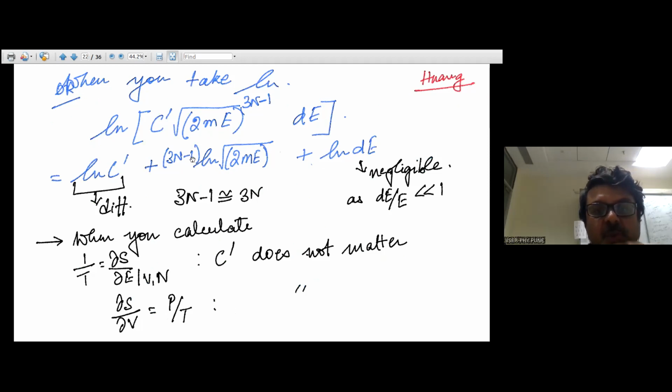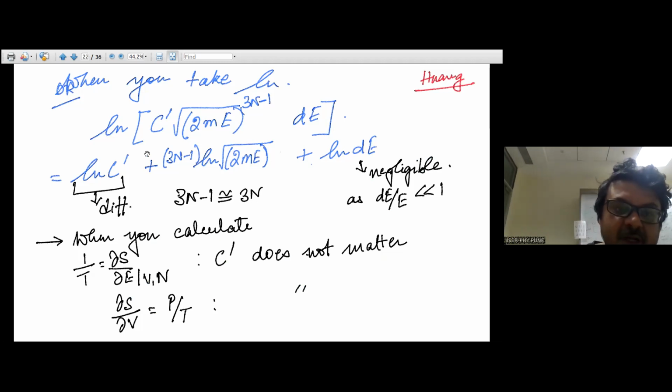But this 3n minus 1, n is an extremely large number. Extreme, because statistical physics is valid for when n is large, not for when n is small. So one can as well write 3n minus 1 equal to 3n. And moreover, here you have ln 2me, 3n into ln 2me, and dE is much smaller than E. So when you take its ln, the contribution to entropy is negligible compared to this term. So we can as well drop this term.